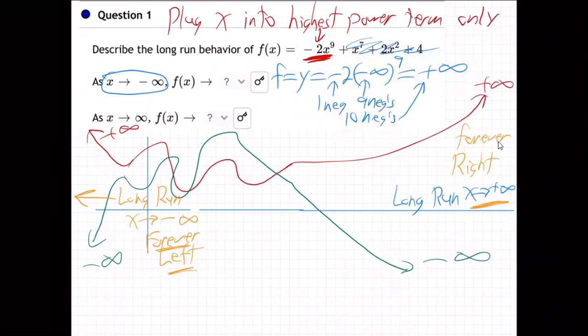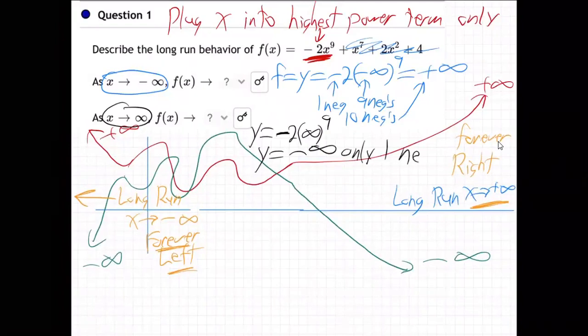And then what about this other part down here? What about when we plug in regular infinity? Well, same thing. Y equals minus 2 times infinity to the 9th power. That's going to be negative infinity because it's only one negative, the negative in the very front. So the first answer was positive infinity. The second answer is negative infinity. The graph's going down forever. And so there we go.